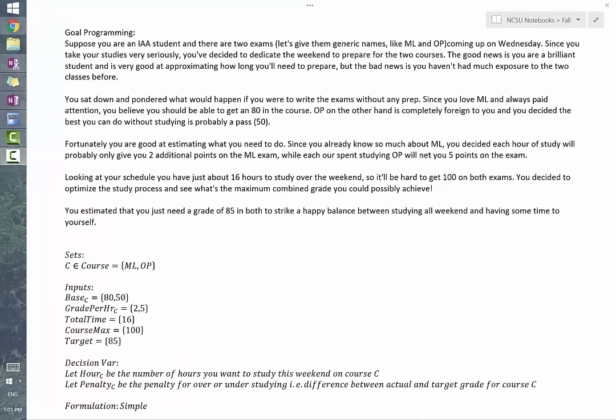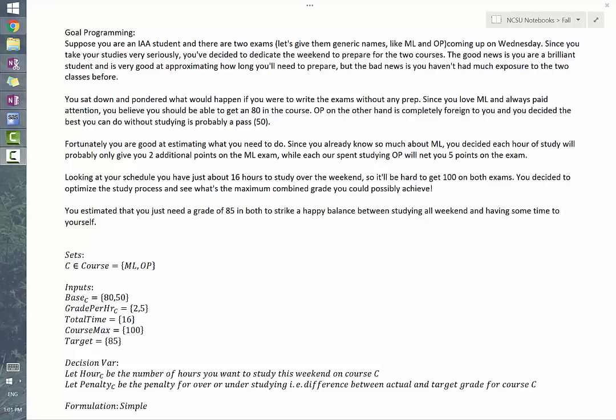I hope you're getting the hang of it. The next thing we're going to look at is goal programming, which, again, a quick overview. It's an extension of linear programming, but this time, instead of trying to maximize or minimize something, you have a specific target you're trying to hit. In our highly fictitious example, we're going to see how we can use goal programming to target certain grades.